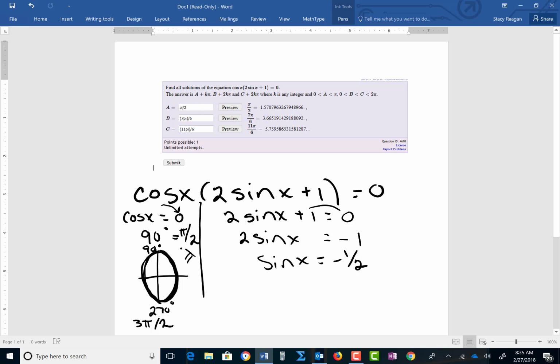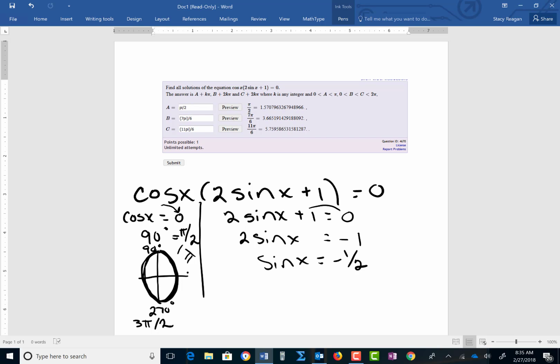So every time it goes 1 pi, 2 pi, 3 pi, 4 pi, there's another answer for cosine x equals 0. So that's why on my A, I've just typed in pi over 2, and it's saying that every time I go 180 degrees, there's a new answer. So that's what that notation is looking at on that one.